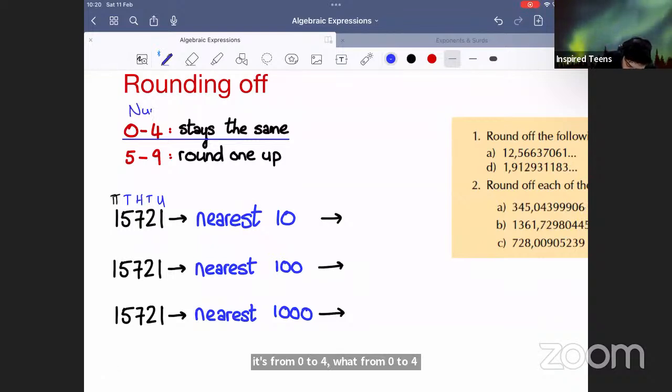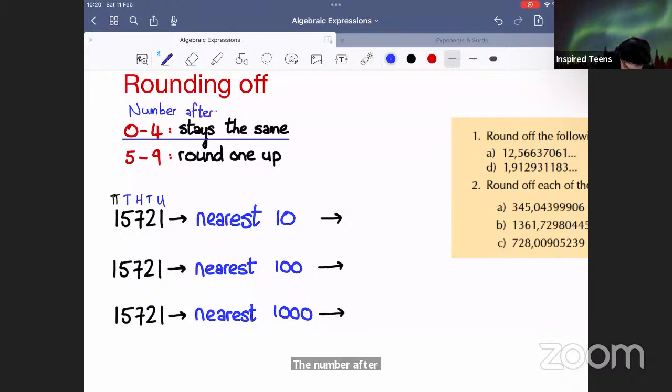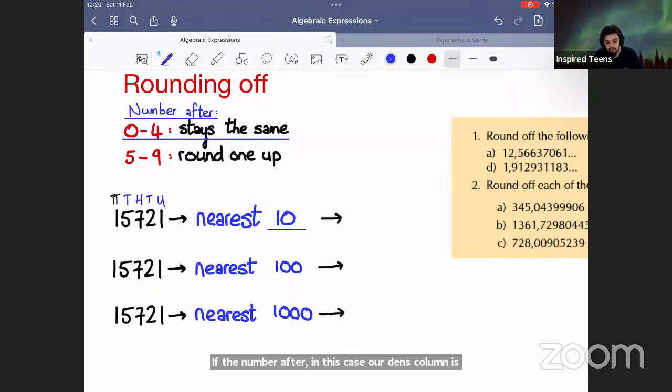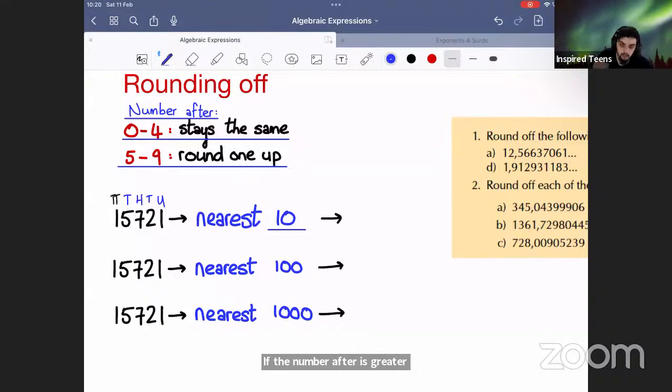The number after. If the number after, in this case our tens column, is from 0 to 4, it's going to remain the same. If the number after is greater than 4, meaning from 5 to 9, we round one up. So in this case, it's going to become 1572.